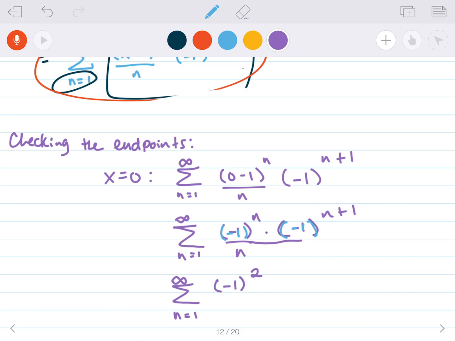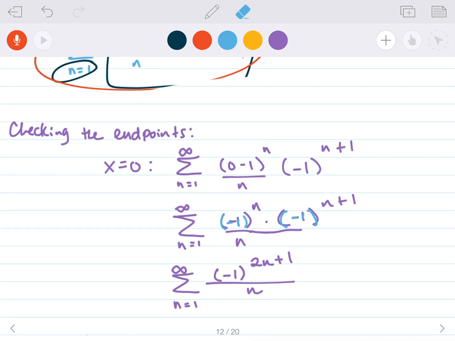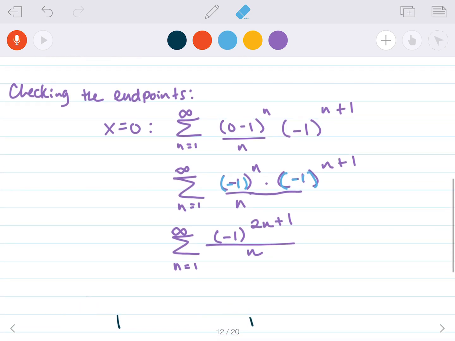So it's going to give us (2n plus 1) over n. Okay, what is this telling us? Do we know this series? Is this a familiar series to us?